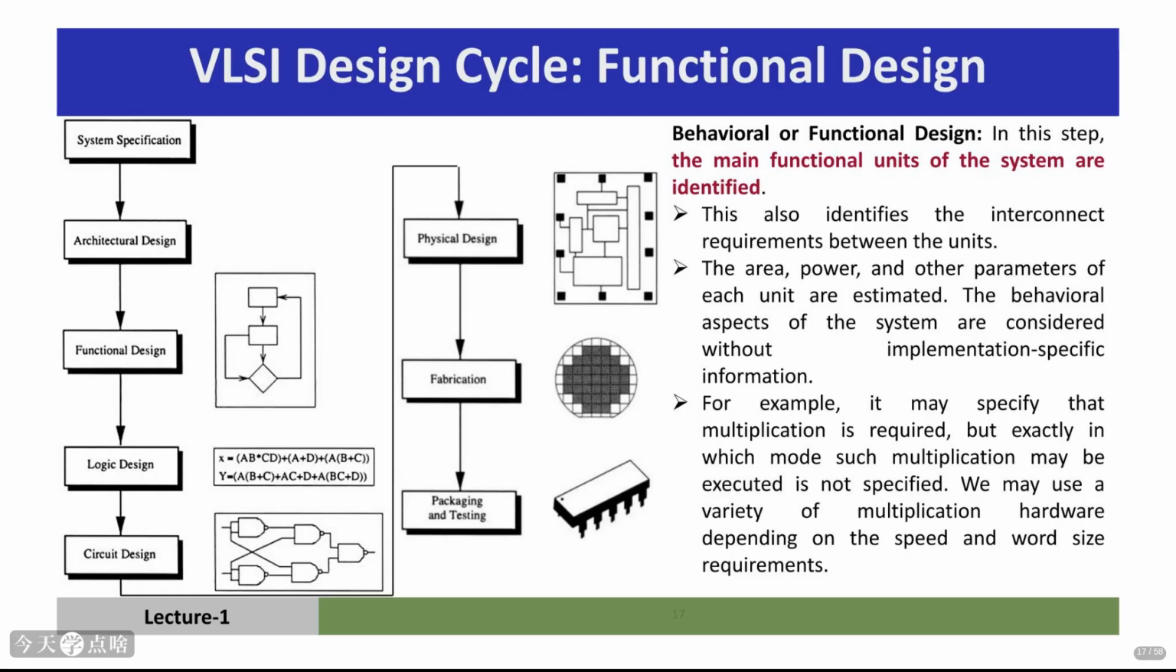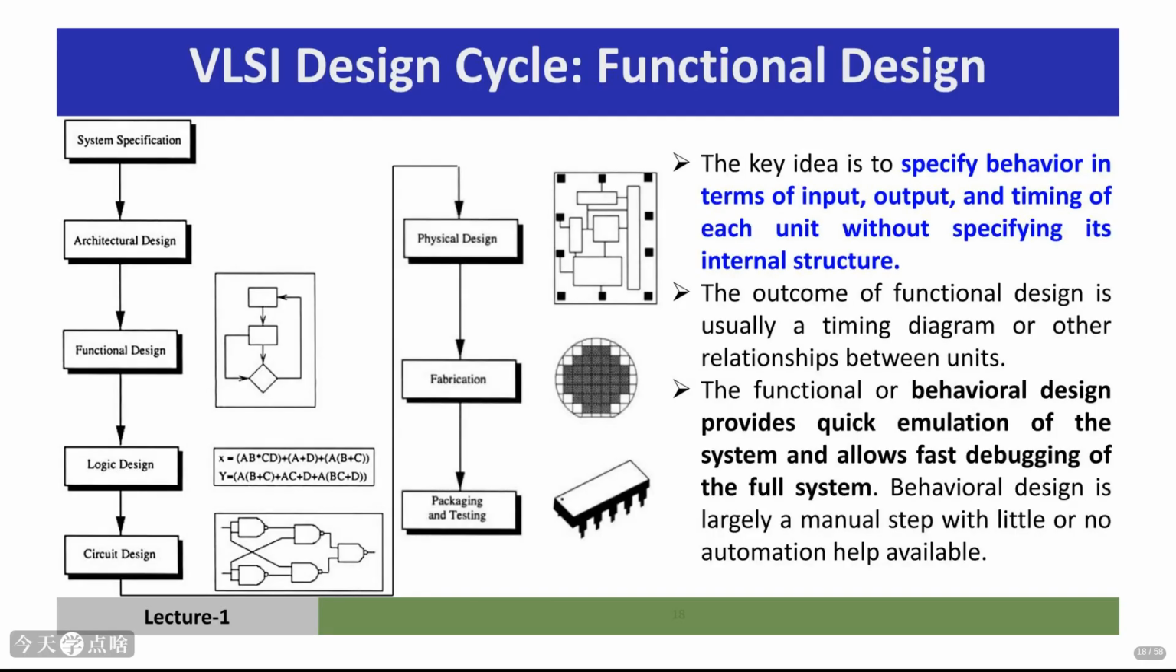For example, we might specify that we need a multiplier unit, but not yet decide if it's a fast, complex one or a simpler, slower one. This allows for flexibility and optimization later on. It's like defining the major departments in a company and their responsibilities without detailing the office layout yet. The key takeaway here is abstraction. Functional design specifies the inputs, outputs, and timing relationships between units without getting into the internal wiring or transistor details.